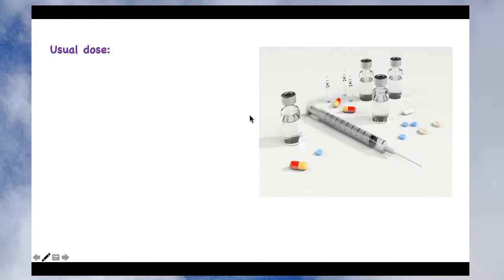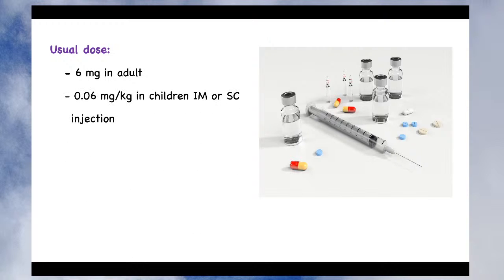So we are done with our first drug, how it can be given. Before going to the second drug, first we'll see what should be the usual doses of the apomorphine. In case of the adult, you are giving 6 milligram of the apomorphine, whereas in case of the children, the dose should be extremely reduced. You can see the dose in case of the children is 100 times less as compared to adult. So 6 divided by 100, it is 0.06 milligram per kg. That is given to the children through the IM, that is intramuscular, or subcutaneous injection.